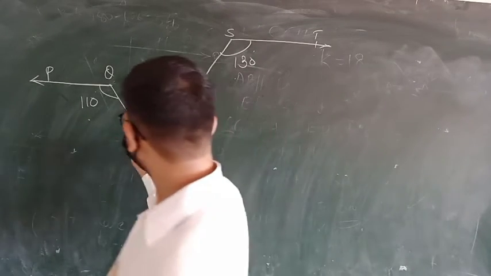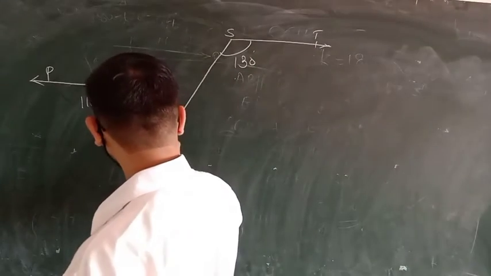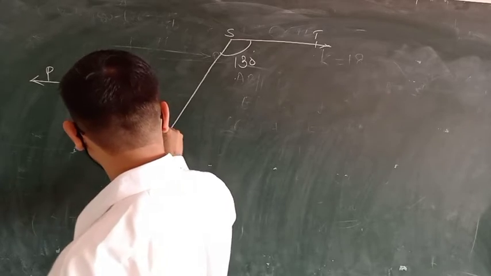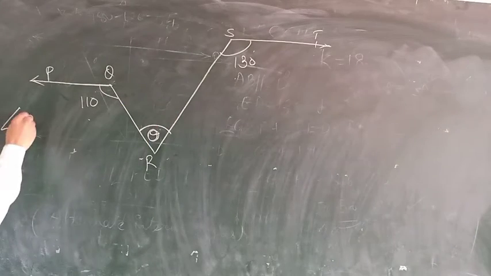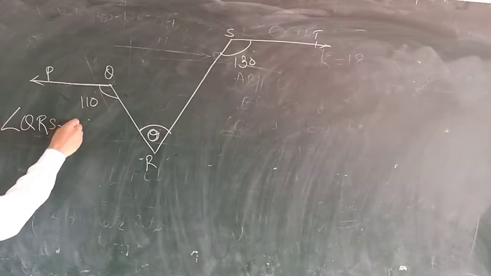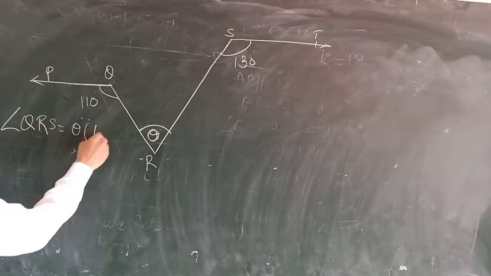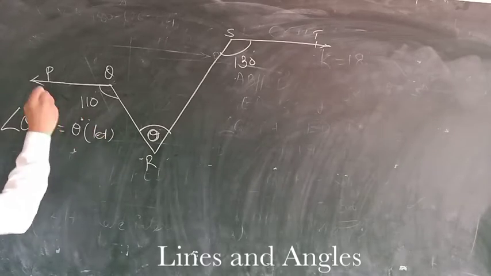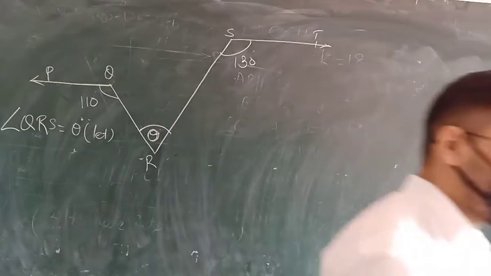You need to calculate QRS. So this angle needs to be calculated. Let's say QRS is equal to theta, and you can say let this angle be equal to theta. Now tell me how to solve this question.